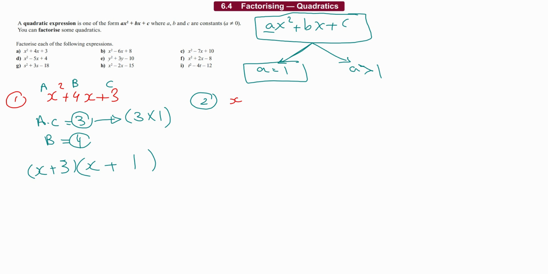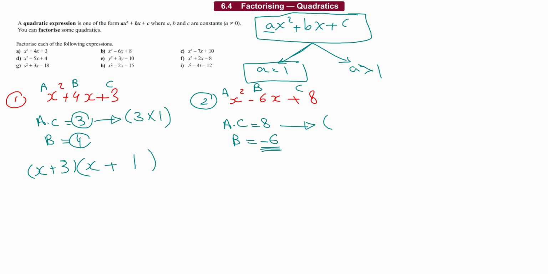Question number 2. x squared minus 6x plus 8. Number 1, we will label the coefficients here a, here b, here c. Then we will get a times c equals 1 times 8 equals 8, and b equals negative 6. Here we will look for two numbers. These two numbers, their product is 8 and the sum is negative 6.